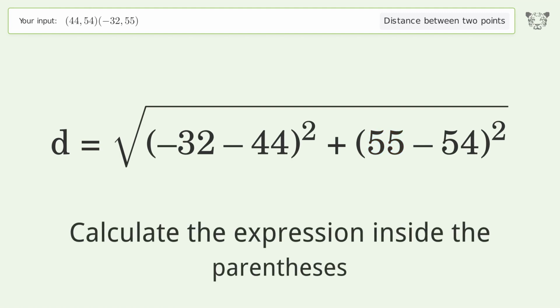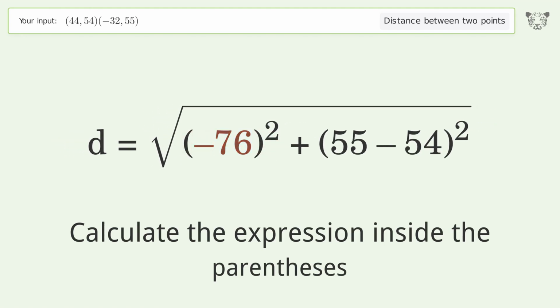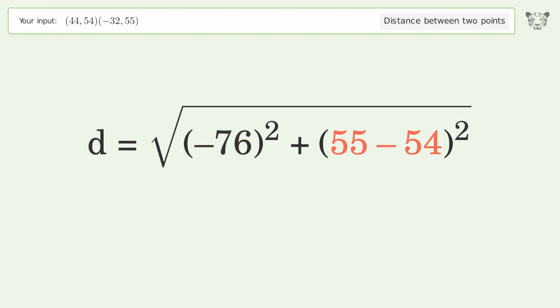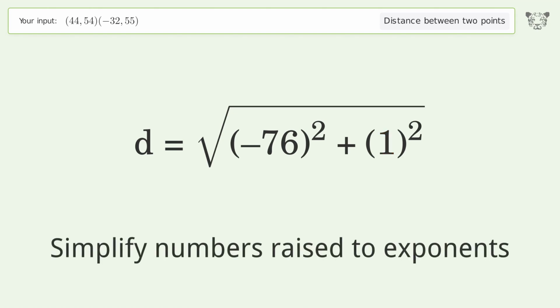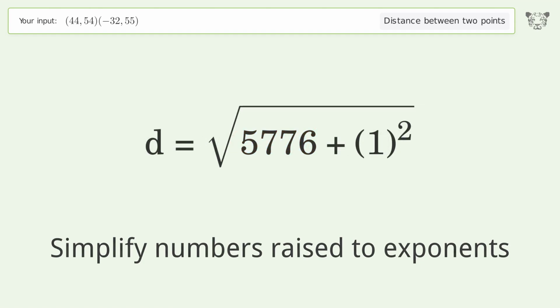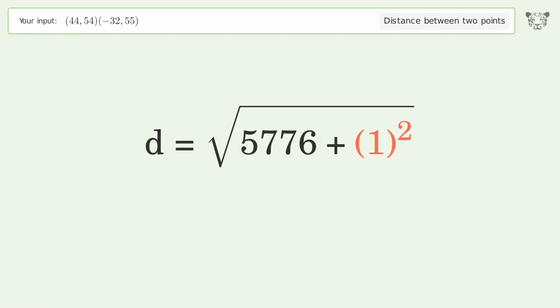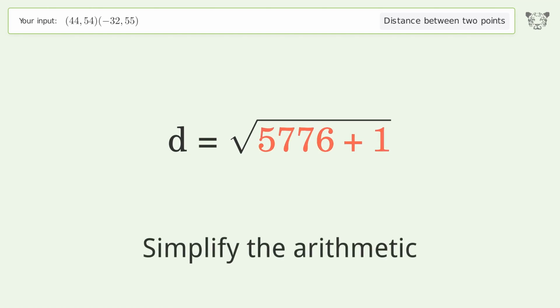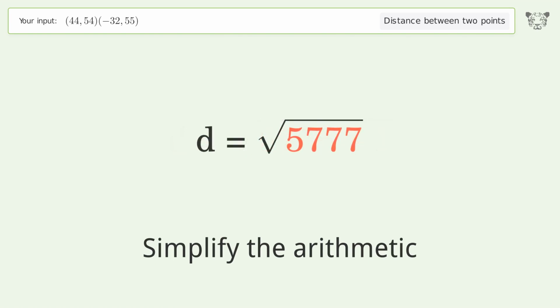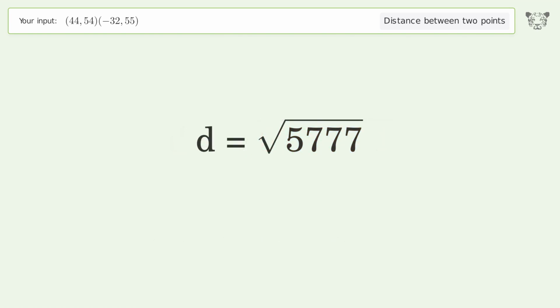Calculate the expression inside the parentheses. Simplify numbers raised to exponents. Simplify the arithmetic. And so the distance between the 2 points is the square root of 5,777, or 76.007.